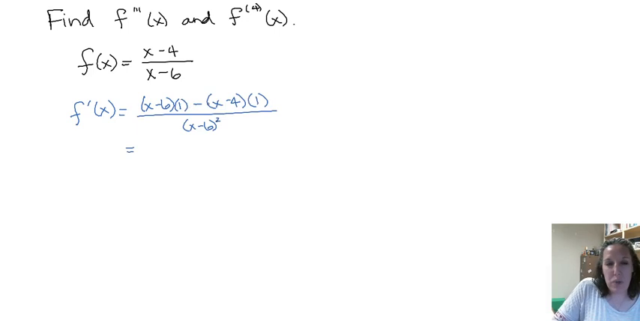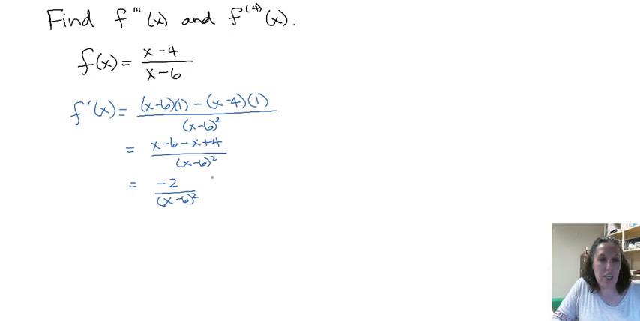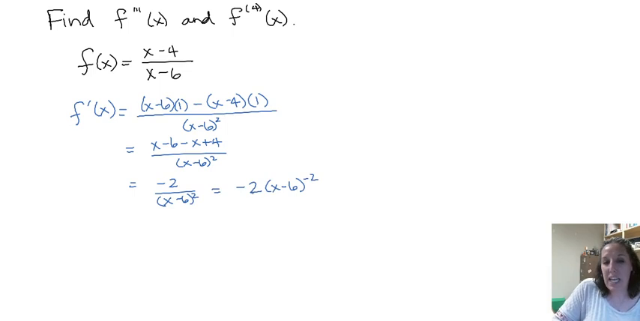And multiplying by 1 doesn't do anything, so let's go ahead and distribute that negative in the numerator. So we'll get a minus x and a plus 4. And so that numerator is going to simplify. Those x's are going to add to 0, and so we're just going to be left with a negative 2. And this one, I'm actually going to go ahead and write as a product here, negative 2 times x minus 6 to the negative 2. Because that negative 2 is a constant, this will make taking our upper derivatives a little bit easier.